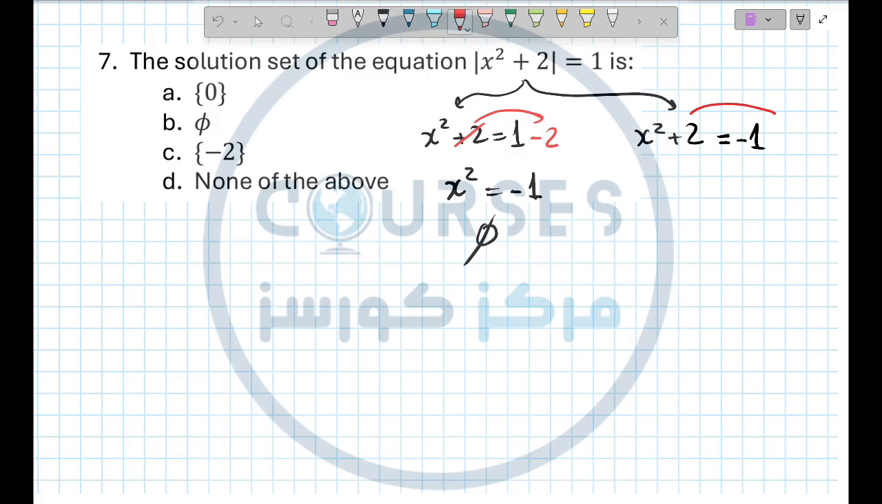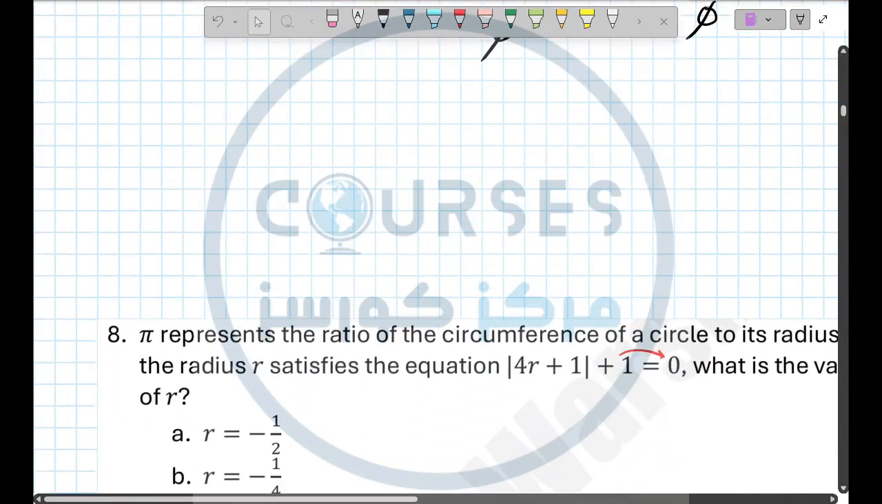The other one, the positive 2 will go to the other side as negative 2. So that's x squared equals negative 3. And again, you cannot square root negative 3 because it's a negative number. So it's 5 on both sides.